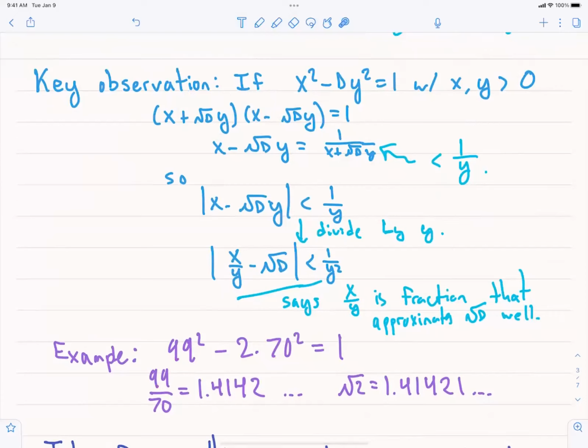So if I look at the fraction 99 over 70, and I expand that out by Google or whatever, I get 1.4142, and then I think the next digit is maybe 8. I didn't write it down here. But if I look at square root of 2, I get 1.4142. So these agree to the first 4 decimal places.